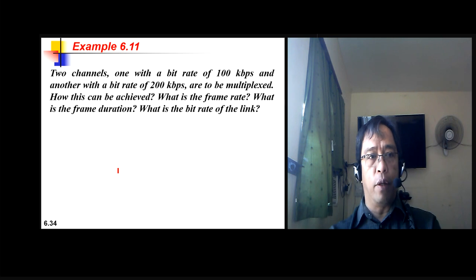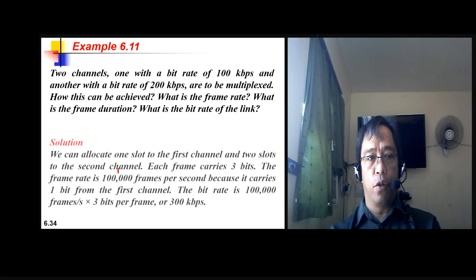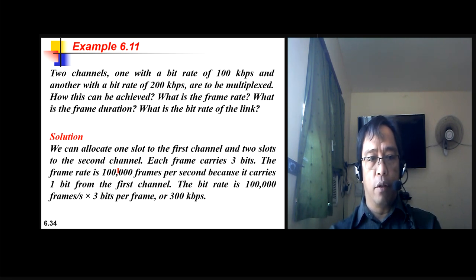Example 6.11. Two channels, one with a bit rate of 100 kbps and the other with a bit rate of 200 kbps, are to be multiplexed. How can this be achieved? What is the frame rate? What is the frame duration? What is the bit rate of the link? Solution. We can allocate 1 slot to the first channel and 2 slots to the second channel. Each frame carries 3 bits. The frame rate is 100,000 frames per second because it carries 1 bit from the first channel. The bit rate is 100,000 frames per second times 3 bits per frame, or 300 kilobits per second.